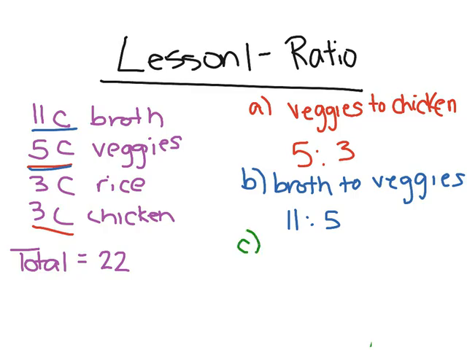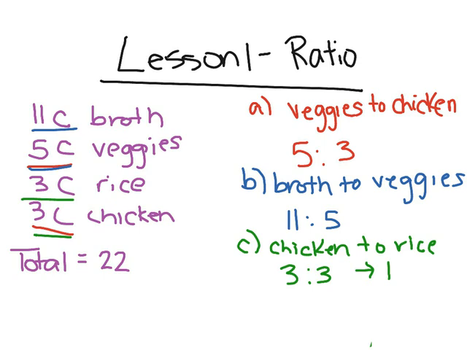C, what is the ratio of chicken to rice? So we pick our chicken number, which is 3, to our rice number, which is also 3. If we wanted to simplify this, because 3 and 3 are the same, we know it's the same as 1 to 1. And D, what is the ratio of chicken to all the ingredients? So we pick our chicken number, which is 3, and we already found our total, which is 22, so 3 to 22.